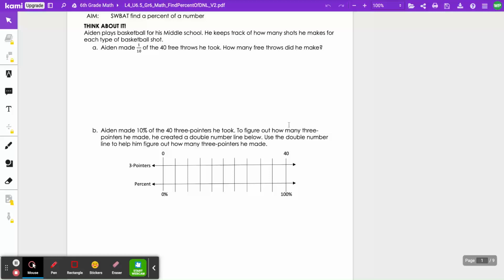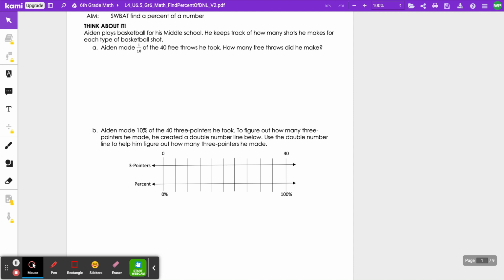Hey kiddos, in this video we're going to go over how to continue to find the percent of a number. So please go ahead and take out your composition notebooks. In your composition notebook, please write lesson 6.5, unit 6.5, lesson 3 or lesson C.